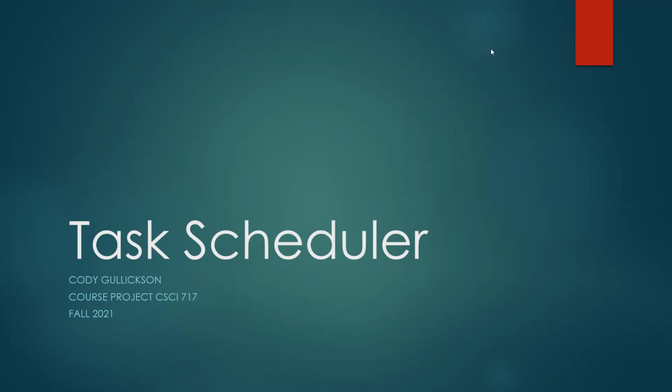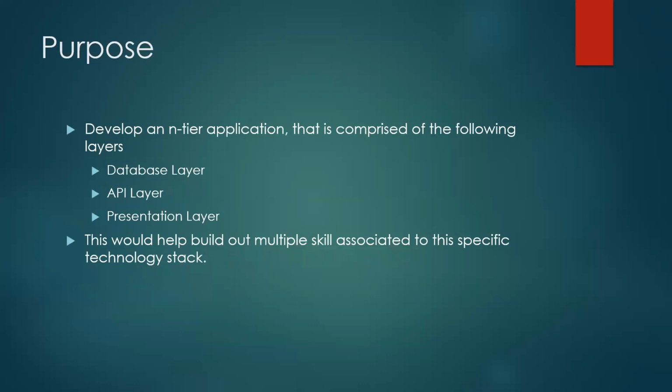The purpose of this project was to take core concepts from the course and apply them to a simulated real-world project. Developing a web application was the project type that I had settled on. Specific to this project, it would be an N-tier application architecture consisting of a database layer, API layer, and presentation layer.